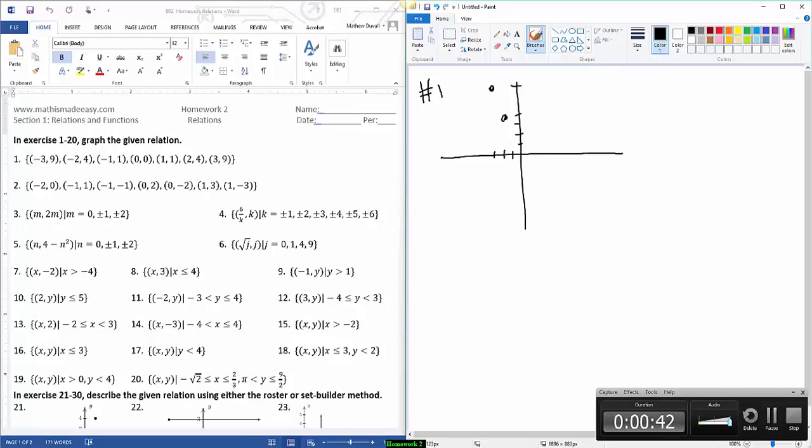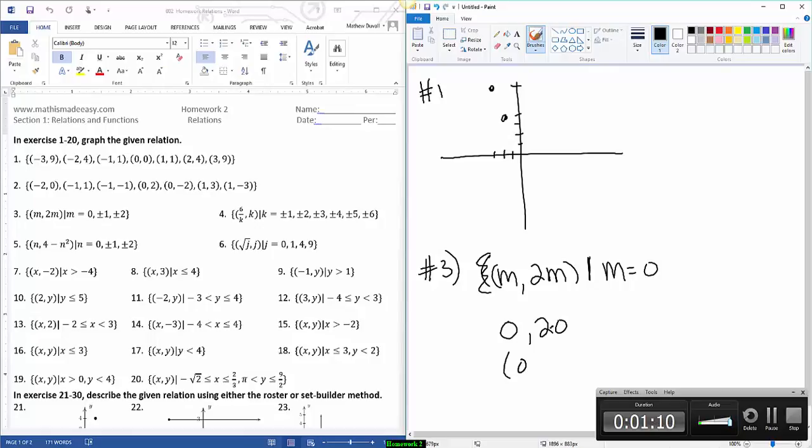Number 3 is a little different. Because this is in set builder notation, it's saying the point is m, 2m, and then it defines what my m is. If I say m is 0, that means I plug in 0, and then 2 times 0. And so my first point is going to be 0, 0.